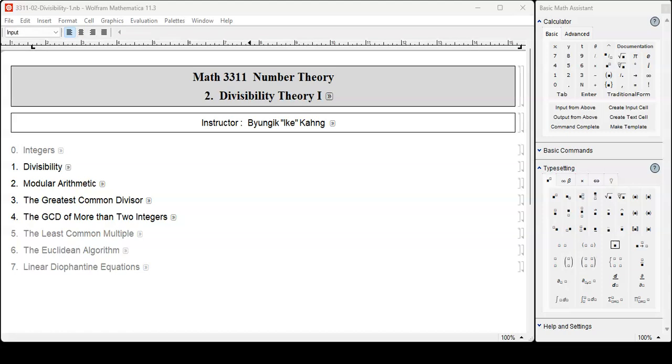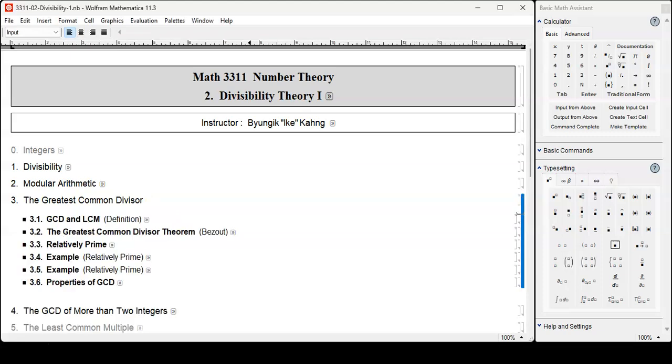Hello students, welcome back. The final topic left for section 3 is the proof of Bezout's theorem.